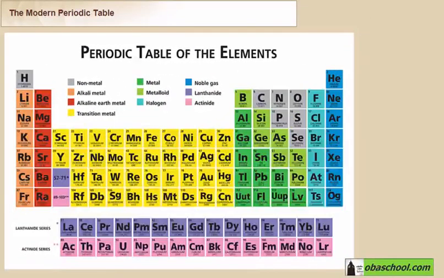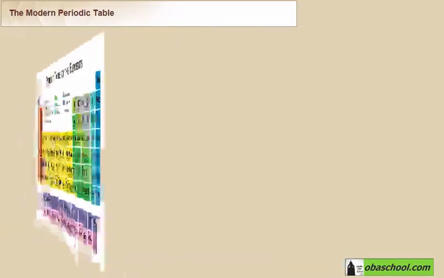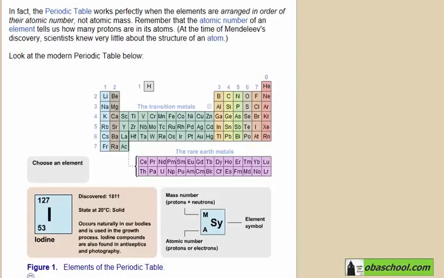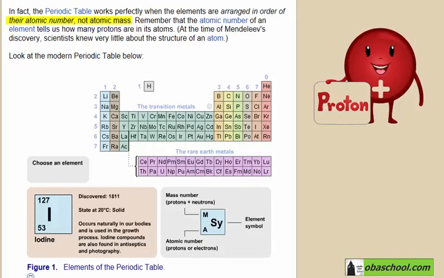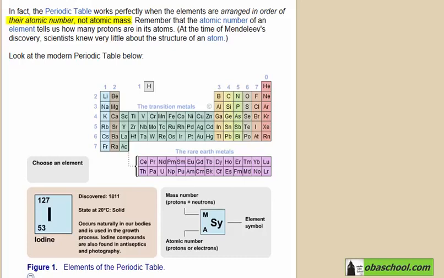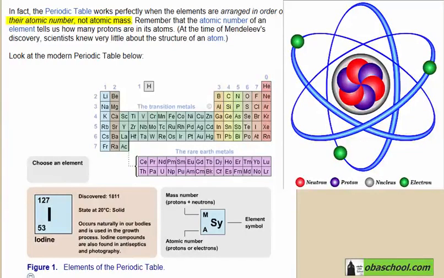In this presentation, we will investigate the modern periodic table. In fact, the periodic table works perfectly when the elements are arranged in order of their atomic number and not atomic mass. What's the atomic number? Remember that the atomic number of an element tells us how many protons are in its atoms. Actually, at the time of Mendeleev's discovery, scientists knew very little about the structure of an atom.